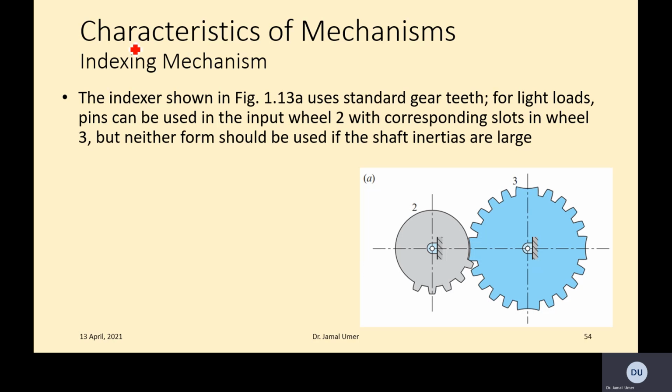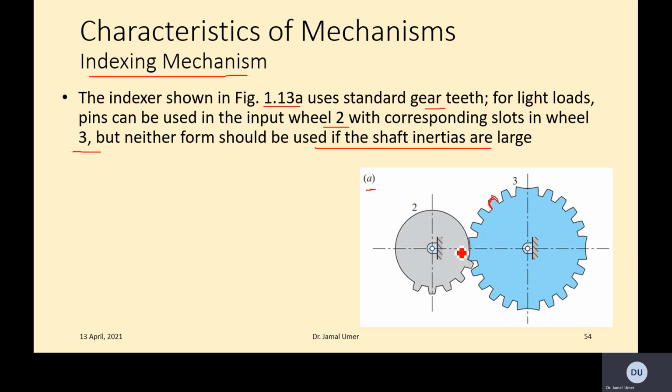Okay, the next category listed in the book is the indexing mechanism. The indexer shown in figure 1.13a, this is part A, uses standard gear teeth. For light loads, pins can be used in the input wheel 2. So in the input wheel 2, a pin can be employed here with a corresponding slot in the wheel 3, but neither form should be used if the shaft inertias are large. So basically, what he's saying is this is for lightly loaded applications.